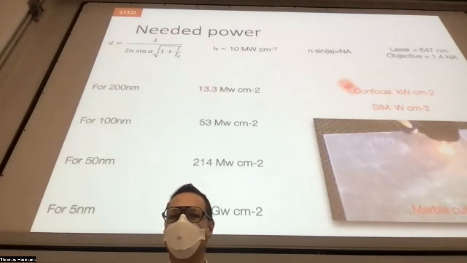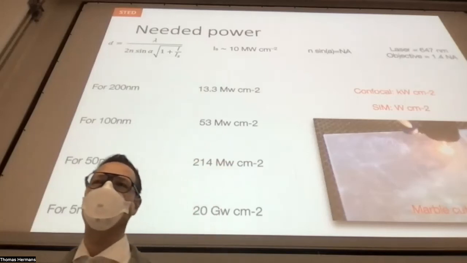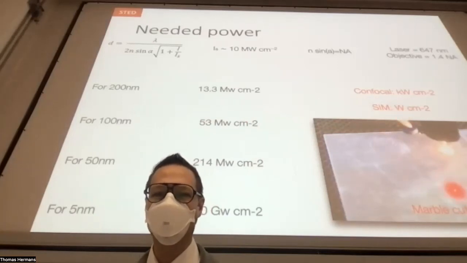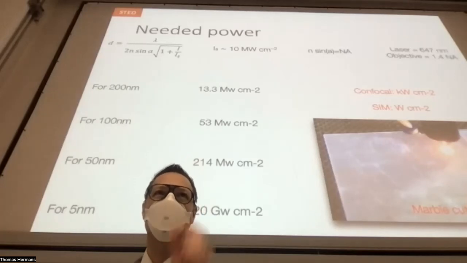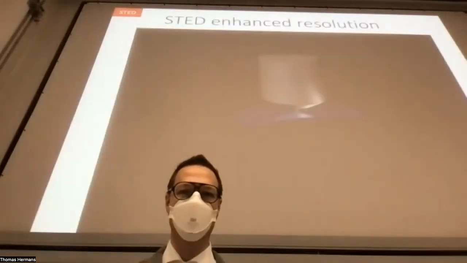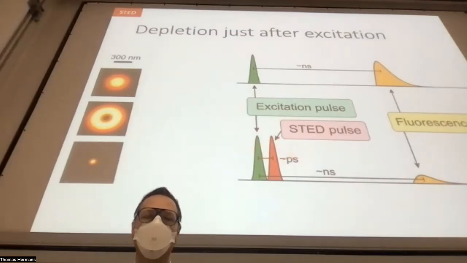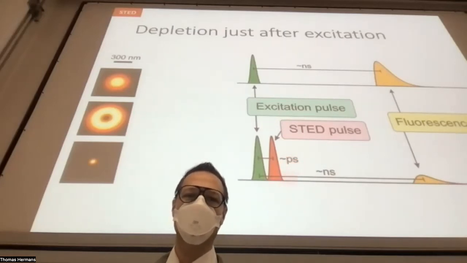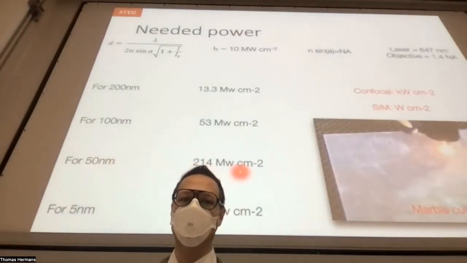So by increasing the power of this donut, I can lower my resolution limit. Just for information, in a normal confocal, the power is around kilowatts per square centimeter. To go to 50 nanometer resolution, we already need 214 megawatts. Megawatt is already a lot. If you see this marble cutter, that's megawatt. If you want to really cut metal in half, you can use those intensities. Of course, it's pulsed, so you only have a very short pulse, which doesn't mean your sample will evaporate. But still, you have to be aware that you need quite special equipment and very heavy lasers to reach these kinds of resolutions.